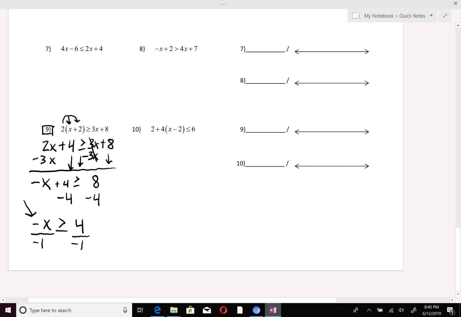So I'll divide by a negative 1 on both sides, so these cancel, leaving me with a positive x. And remember, if we divide or multiply by a negative, the sign changes directions. So it's now less than or equal to, and 4 divided by a negative 1 is a negative 4. So putting that on our bar here, we get x is less than or equal to negative 4.